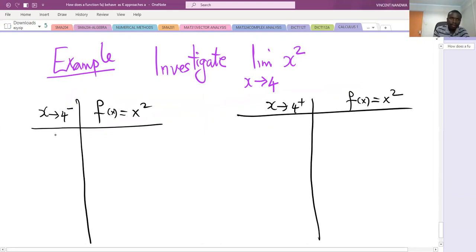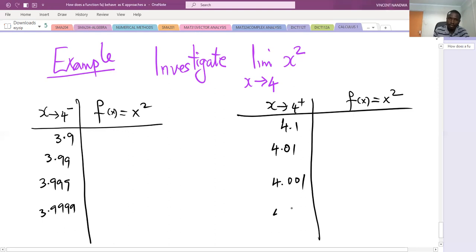So we'll pick, say, 3.9, 3.99, 3.999. You pick these values to be very, very close to this number 4. And then for the right, 4.1, 4.01, 4.001, and then 4.0001.